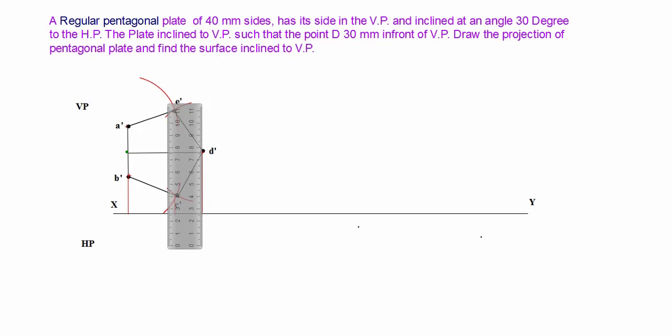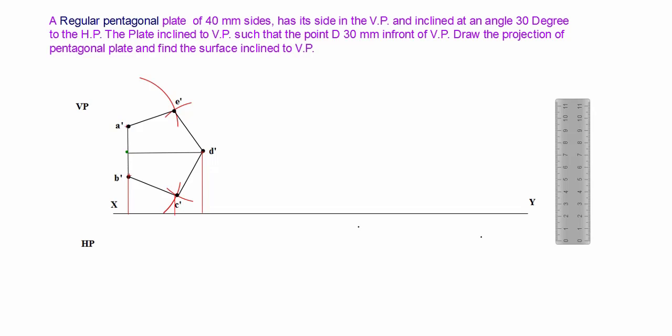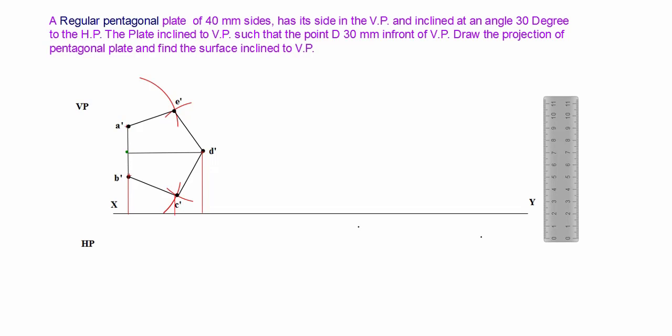And on the XY line, we mark our plan points A and B. Similarly, you can mark your plan points C and E, and the plan point D.